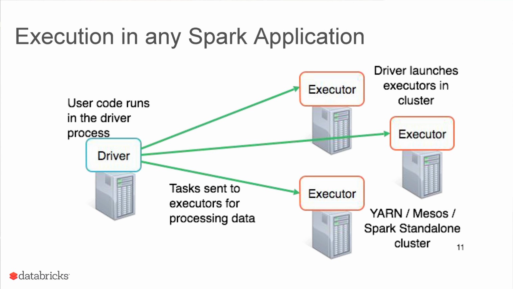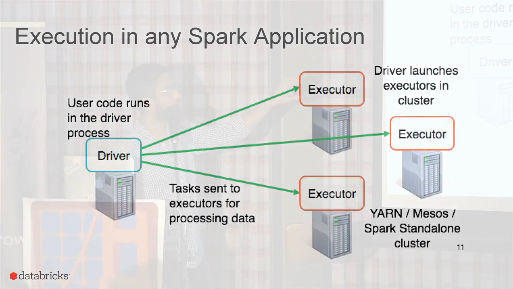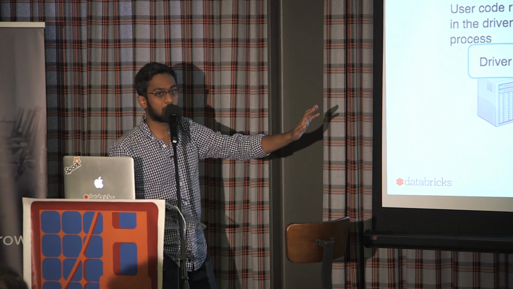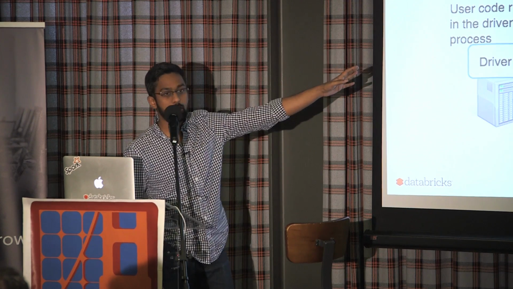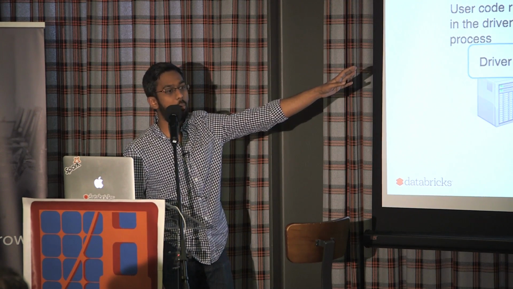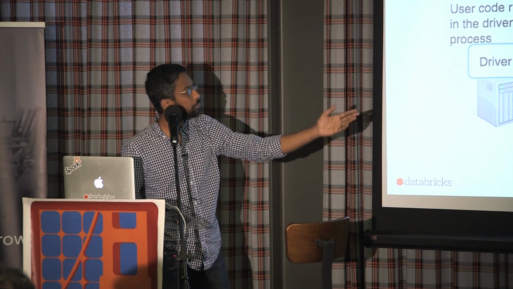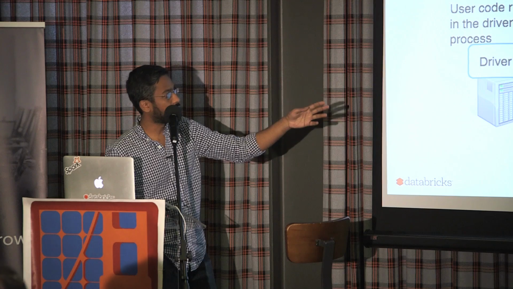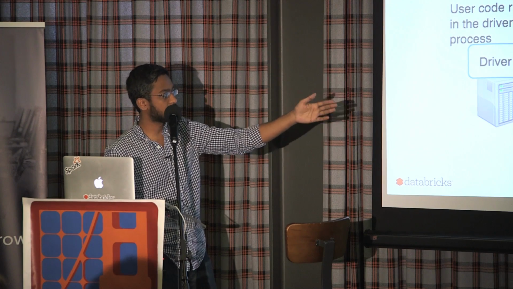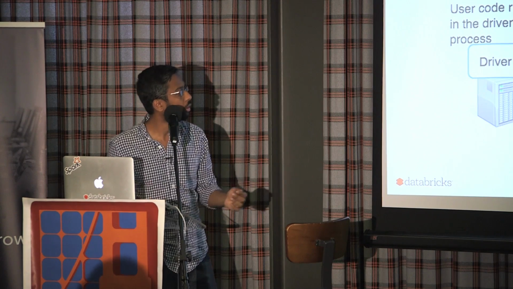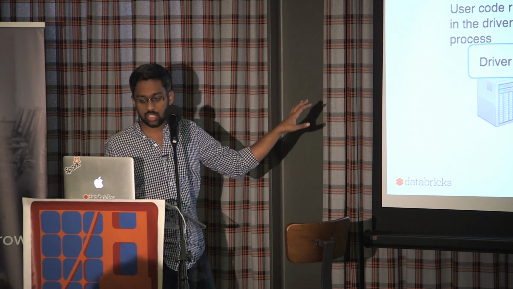So this is the execution model in any Spark application. User code runs on the driver. As soon as there is a distributed collection like an RDD and there is a transformation on it, Spark pushes those operations to the executors and does them in parallel. And as far as a resource manager, people normally use YARN or Mesos or Spark standalone. So this is the execution model for any Spark application.